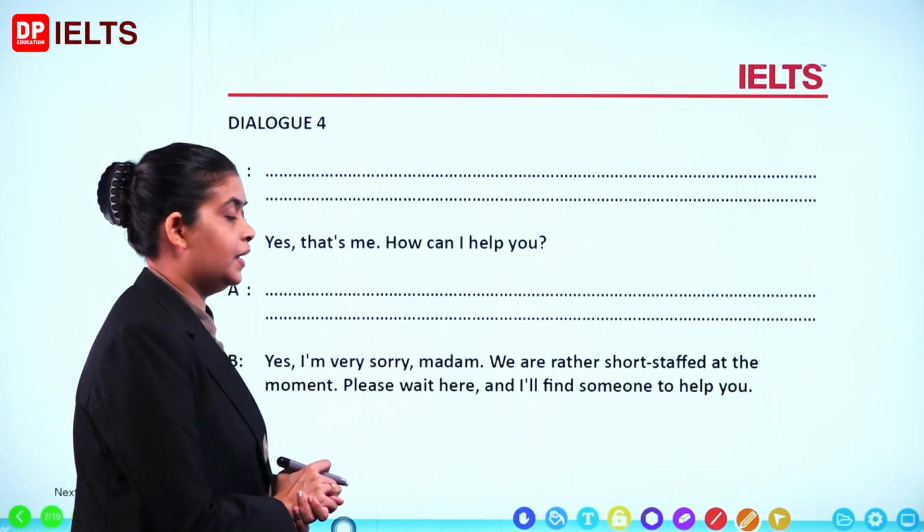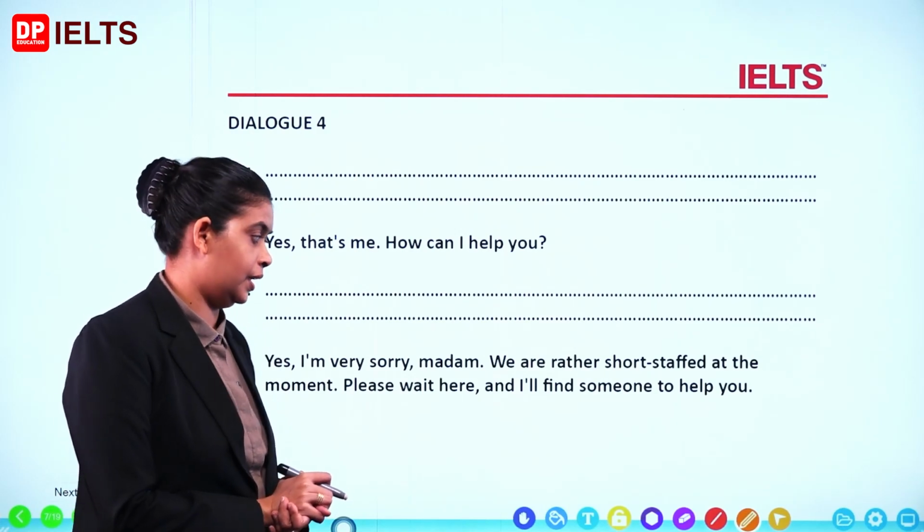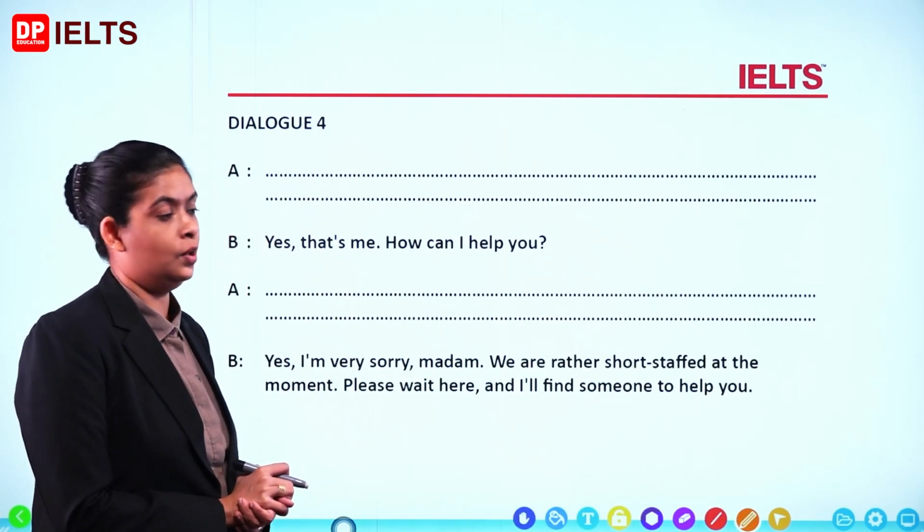සමා වෙන්න. හැබැයි අපිට ඇත්තටම staff නැහැ. ගොඩක් අය අඩුයි. පොඩ්ඩක් මෙතන ඉන්න මං කවුරු හරි හොයාගෙන එන්න.